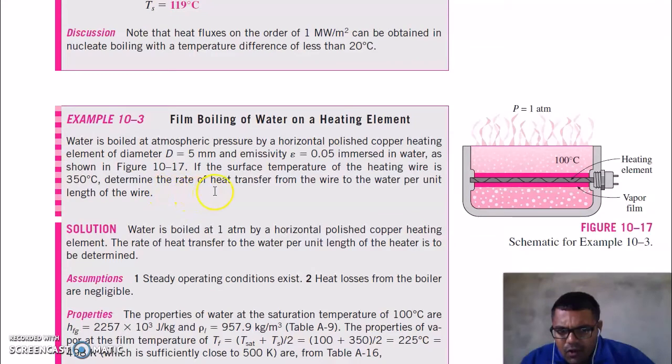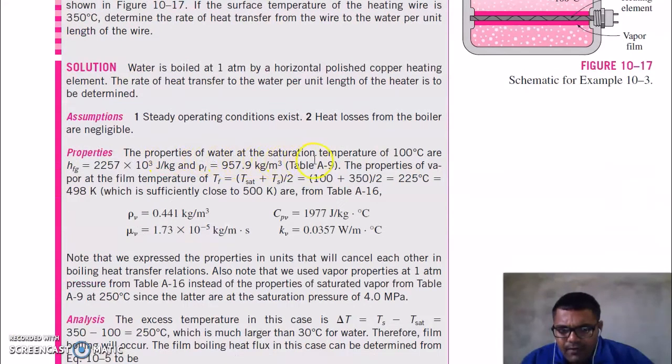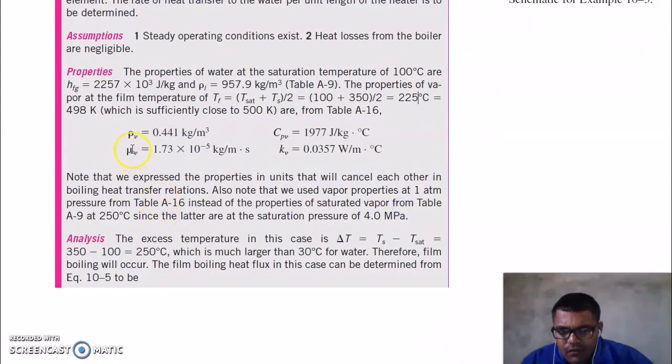Determine the rate of heat transfer from the wire to the water per unit length of wire. The properties of water at saturation temperature of 100 degrees Celsius are given, and for film temperature it is saturation plus surface temperature, which is (100 + 350)/2 = 225 degrees Celsius. So corresponding to 225 degrees Celsius, these properties are given here.